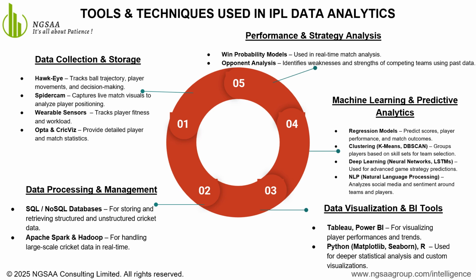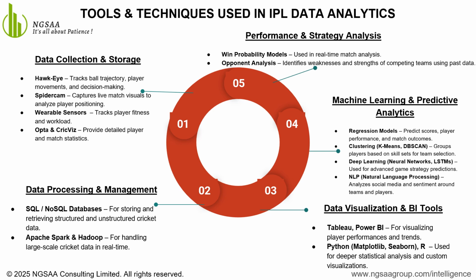Data processing and management. SQL or NoSQL databases store structured and unstructured cricket data. Apache Spark and Hadoop manage and process large-scale cricket data in real time. Performance and strategy analysis. Win probability models are used in real-time match analysis. Opponent analysis helps understand strengths and weaknesses of competing teams.